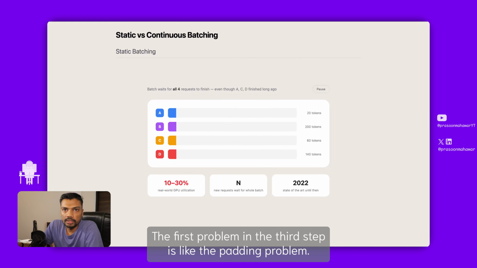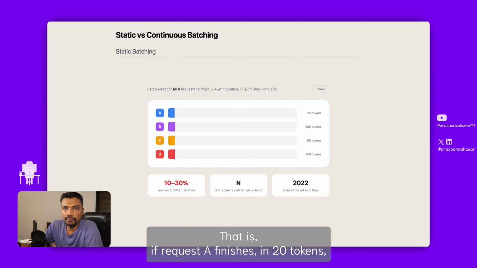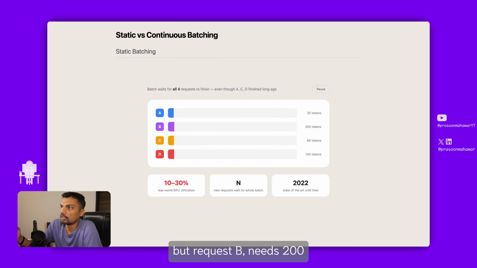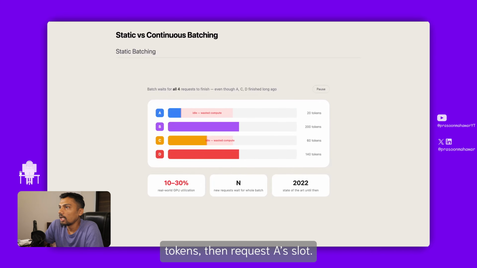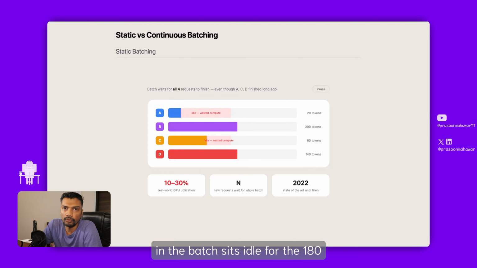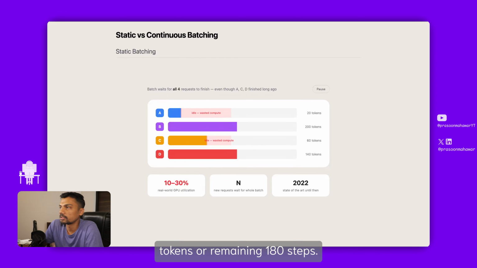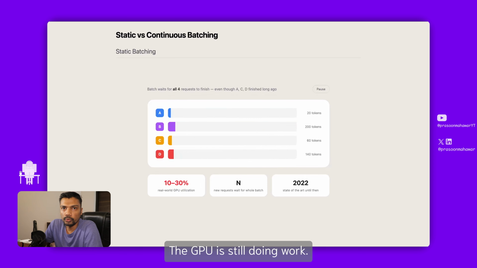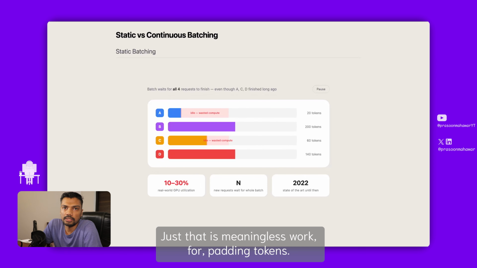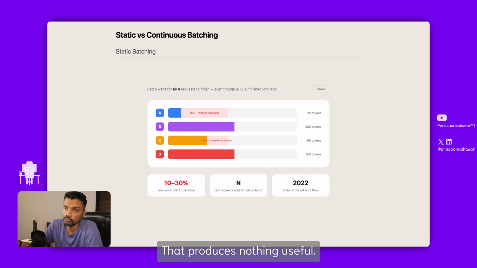The first problem in the third step is the padding problem. That is, if request A finishes in 20 tokens, but request B needs 200 tokens, then request A's slot in the batch sits idle for the remaining 180 steps. The GPU is still doing work, just meaningless work on padding tokens that produces nothing useful.